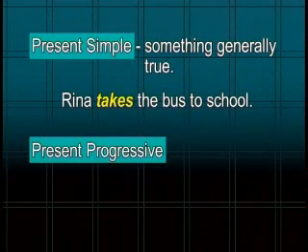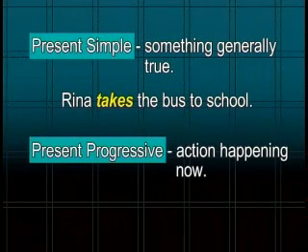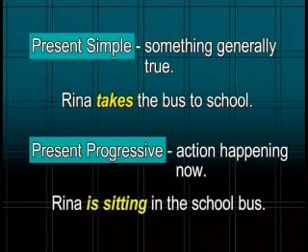Then there is the present progressive tense. This describes an action which is happening now. For example, Rena is sitting in the school bus. To recap, present simple describes a general action. Present progressive describes an action that is happening now.